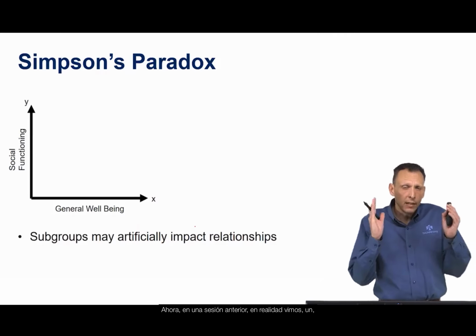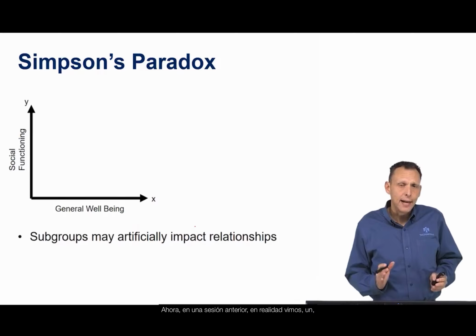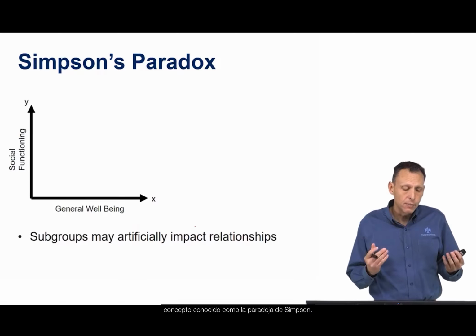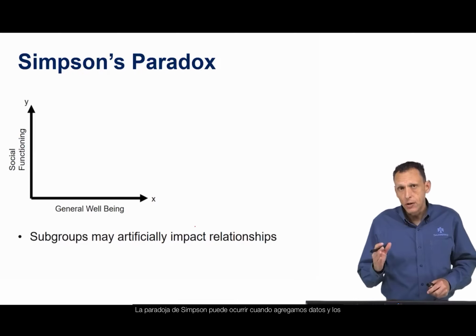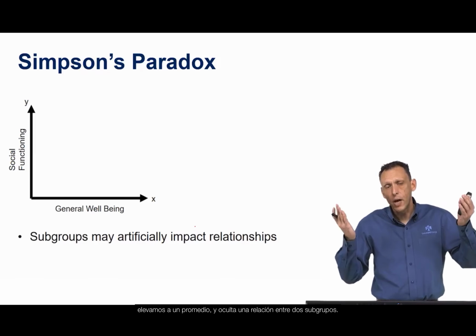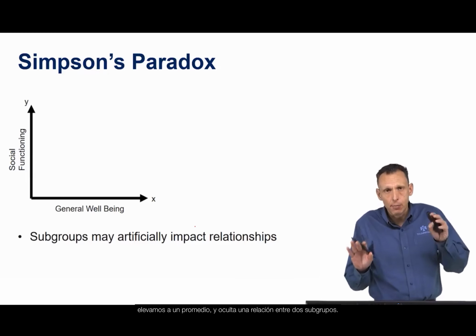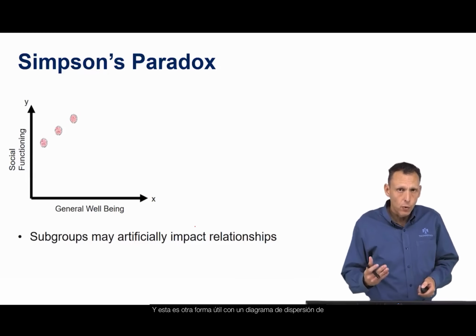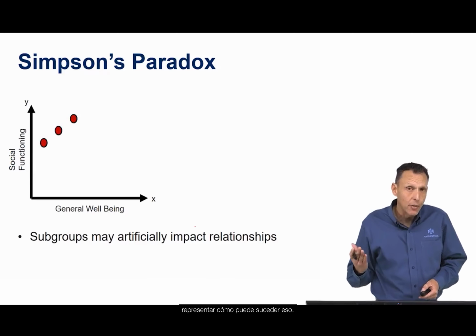Now, in an earlier session, we actually looked at a concept known as Simpson's paradox. Simpson's paradox can occur when we've aggregated data and rolled things up to an average, and it hides a relationship between two subgroups. And this is another helpful way, with a scattergram, of representing how that can happen.